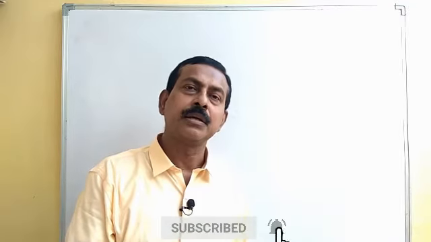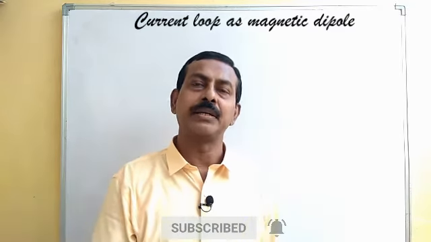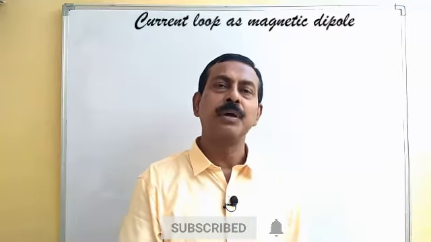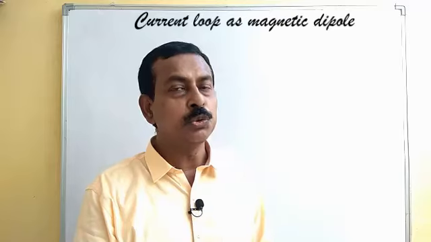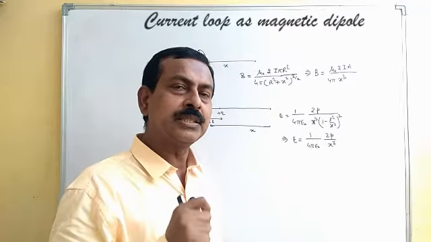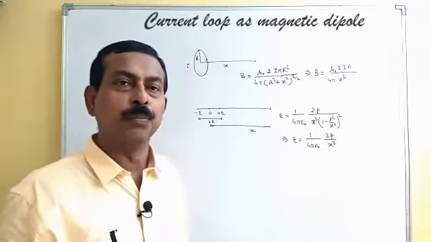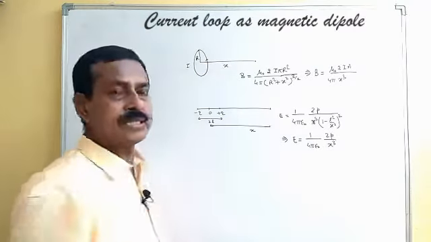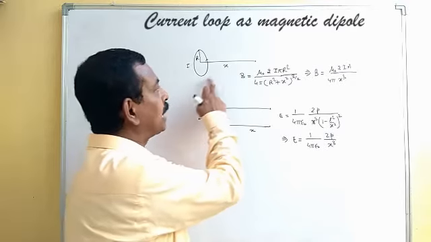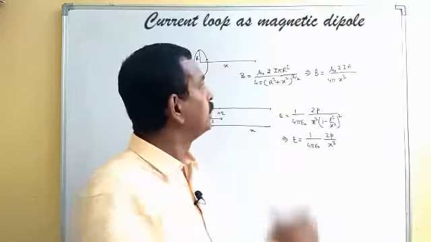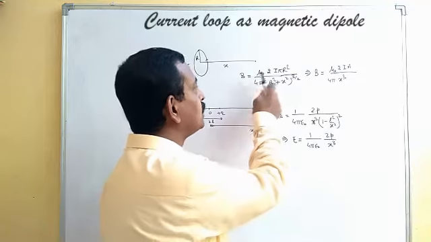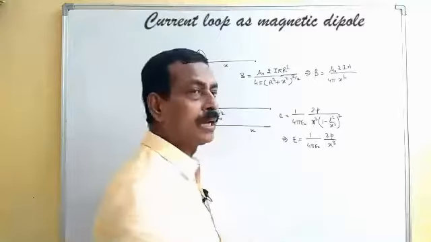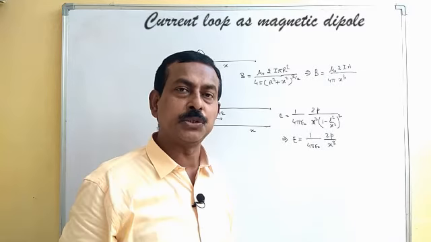First, we are taking current loop as a magnetic dipole. Let's first of all take the expression for magnetic field due to a current loop. If we consider a current carrying loop, suppose it is the current I and the radius is R, its magnetic field at its axial line at a distance x is given as mu naught by 4 pi to I pi r square by (r square plus x square) power 3 by 2.